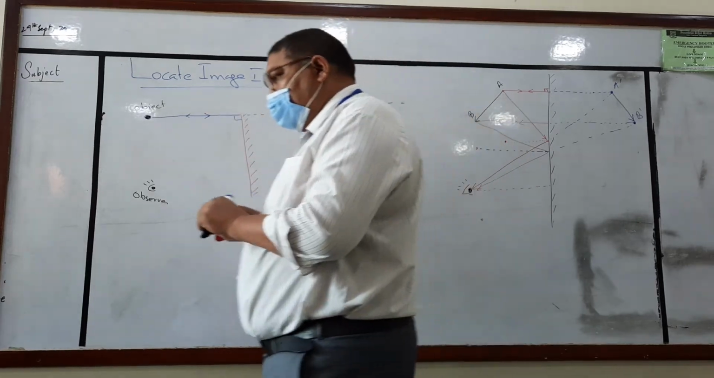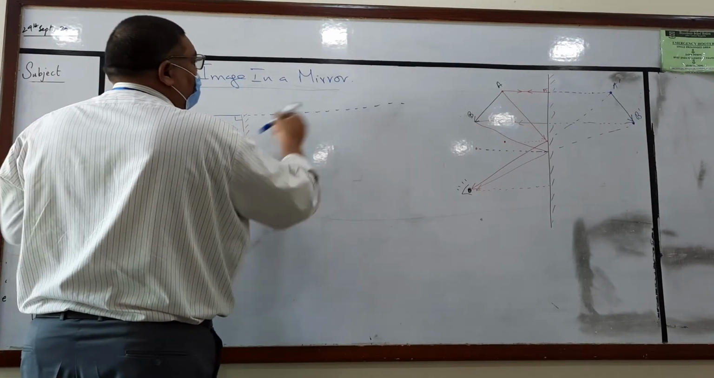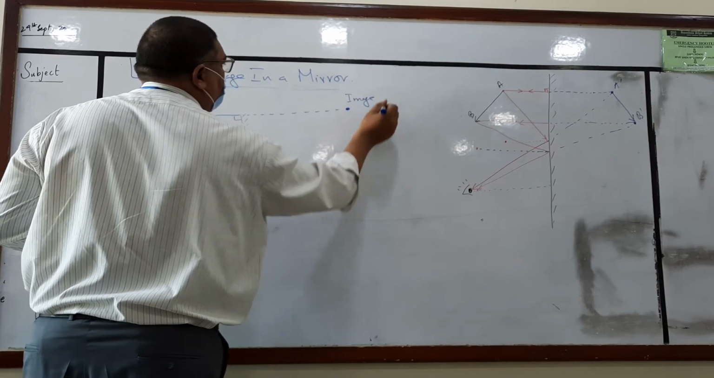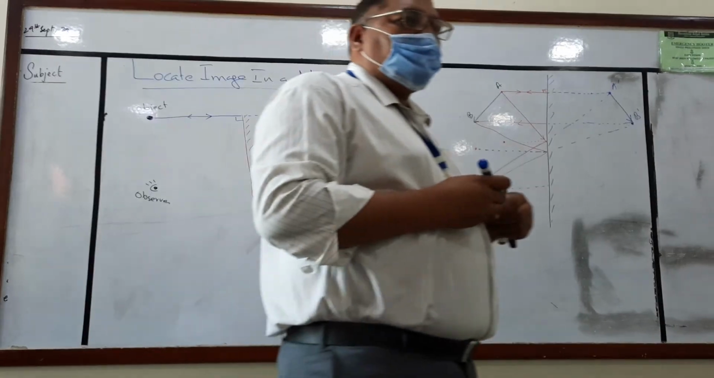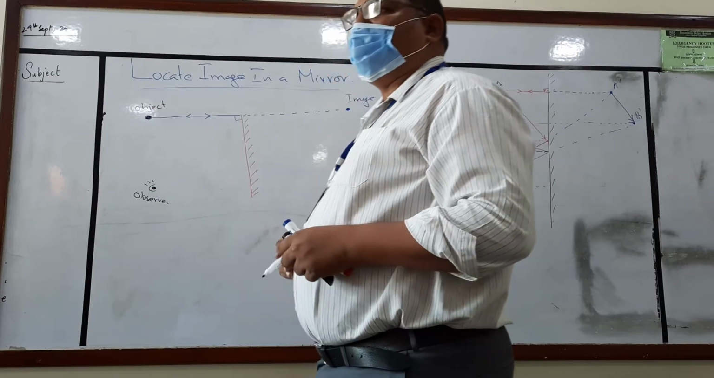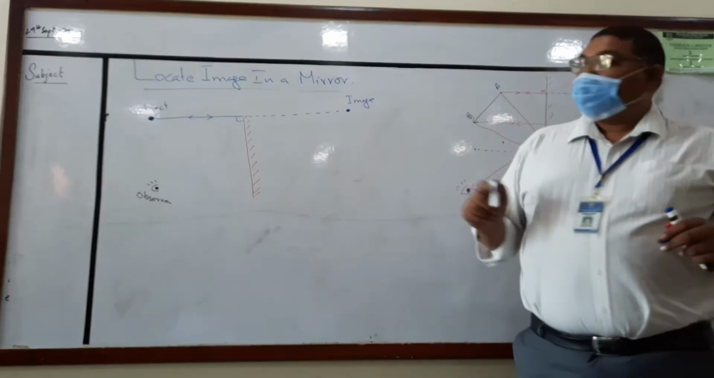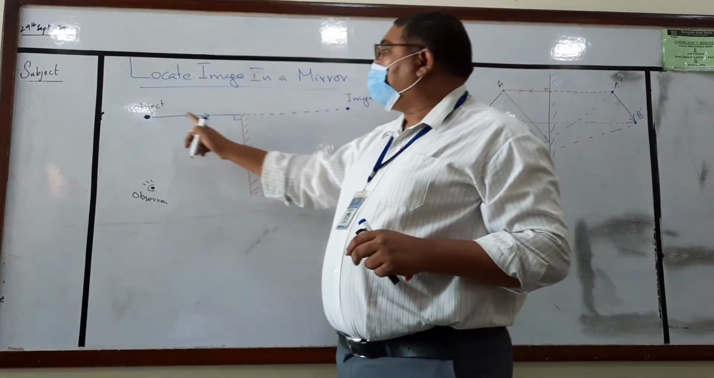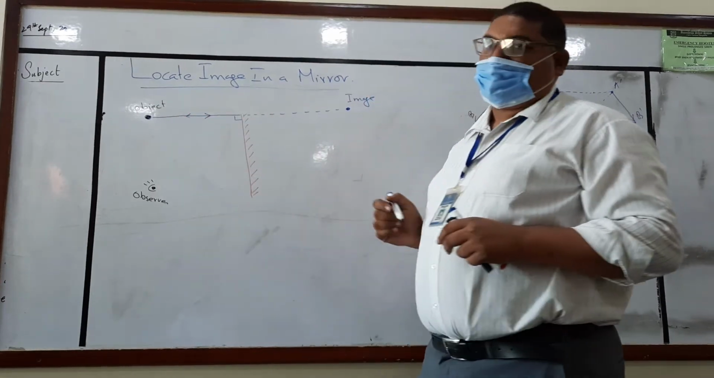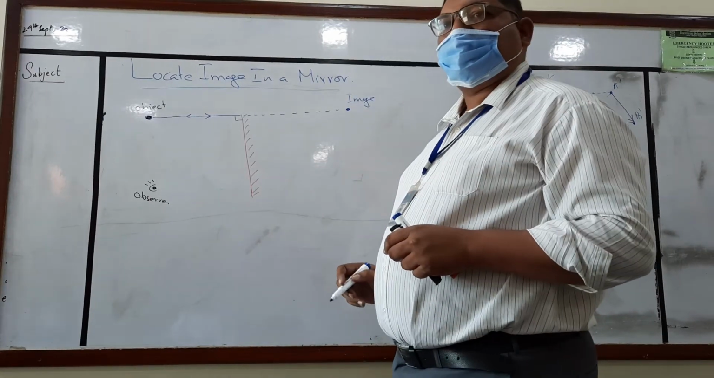For example, if I check this, approximately 2. Okay, so this is where the image should be formed. Then, what you do, you join it directly with the observer. You understand the steps? First, I mark this thing: the distance of the object from the mirror and the distance of the image from the mirror is the same, and it will be on the same line. Then join this point with the observer.